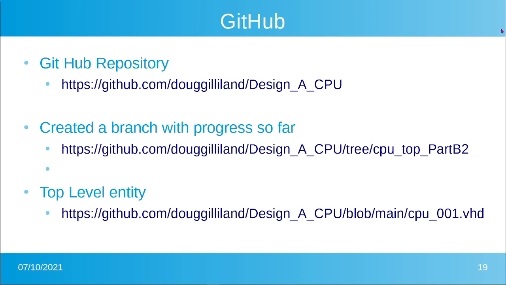The tip is up in GitHub under the design CPU address or location, and the branch that I made is CPU underscore top. It's not going to be called CPU 001 anymore. That's a typo. The top level entity is now CPU top. I'll change that next time I do a video. But it's here, the current branch is CPU top underscore part B2.